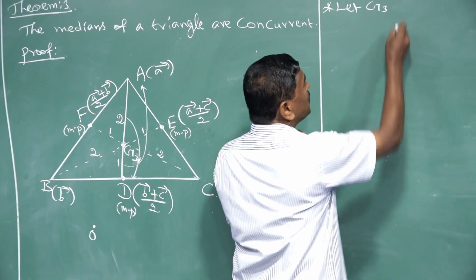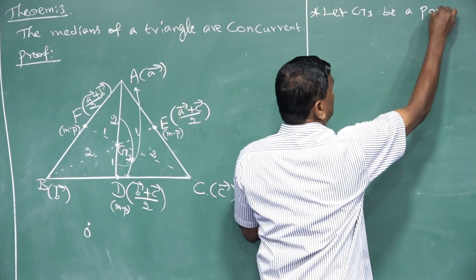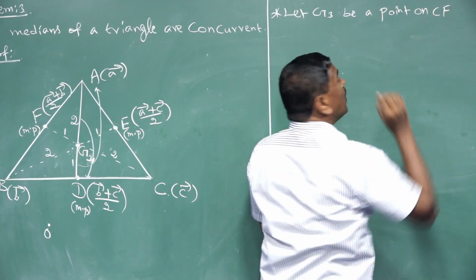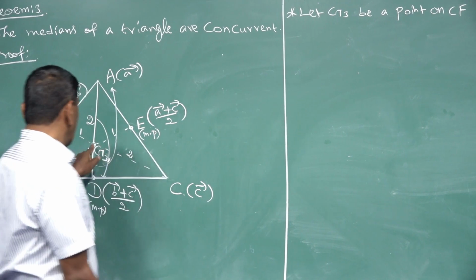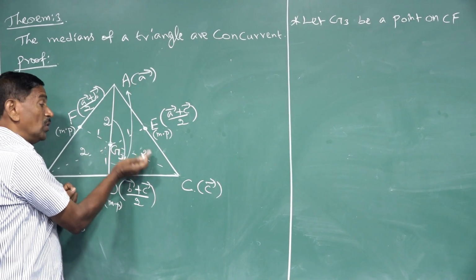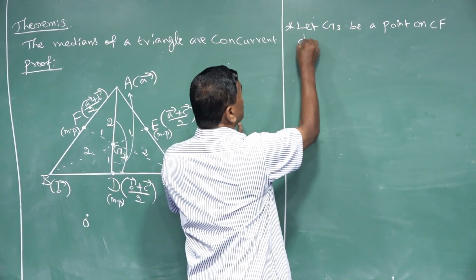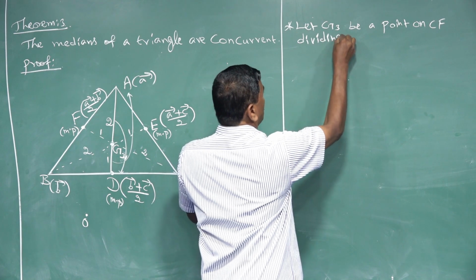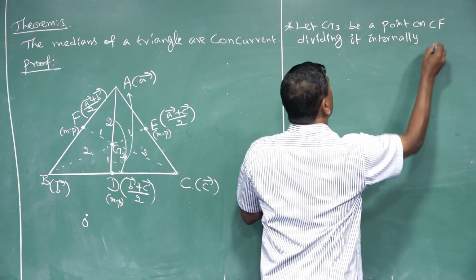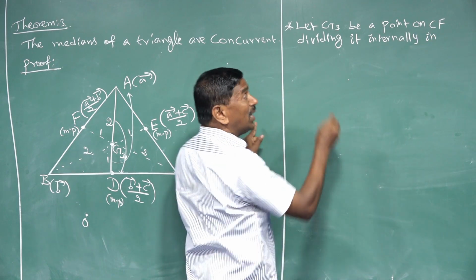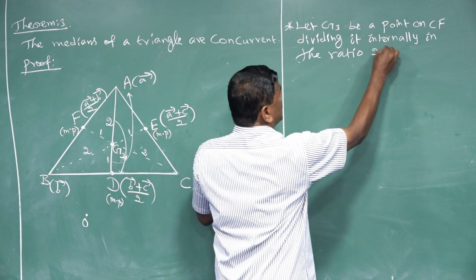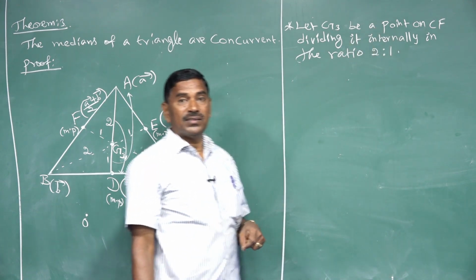Let G3 be a point on CF, dividing it internally in the ratio 2:1. Then by the section formula, anyone?